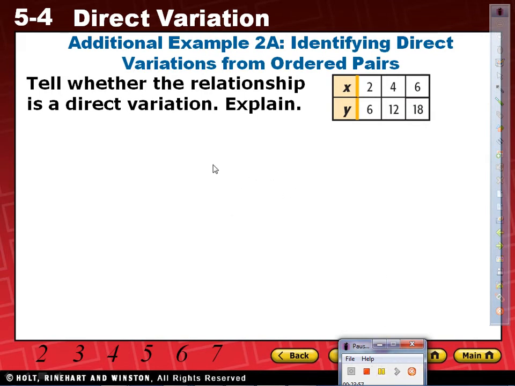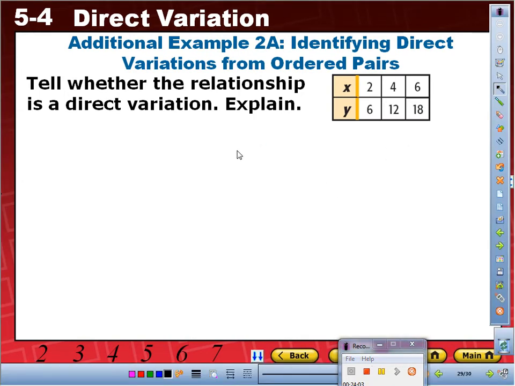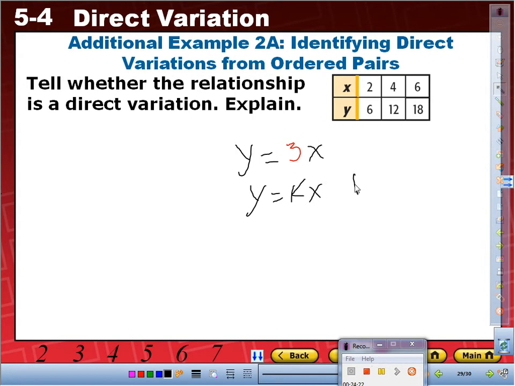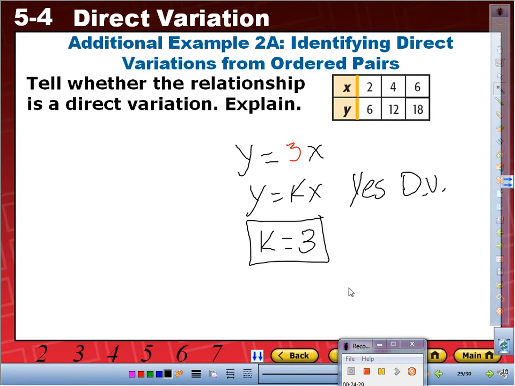Okay, let's see. We write y equals blank, x blank, and let's see what's happening to x to get y. Everyone, what's happening to x? Multiplying by 3. So does that look like y equals kx? Yes, so it is a direct variation, and my constant variation is 3. So far so good? Okay. So now we got using an equation, finding to see if it's direct variation. We got it using a table to see if it's direct variation.